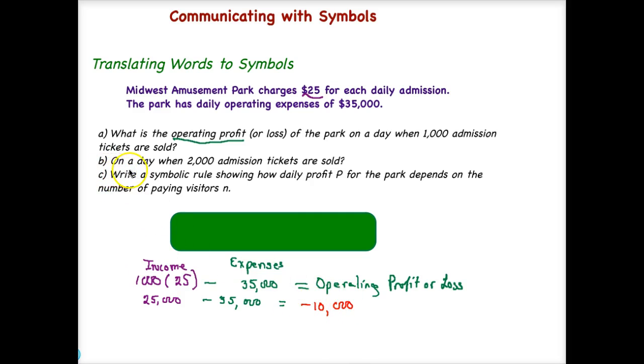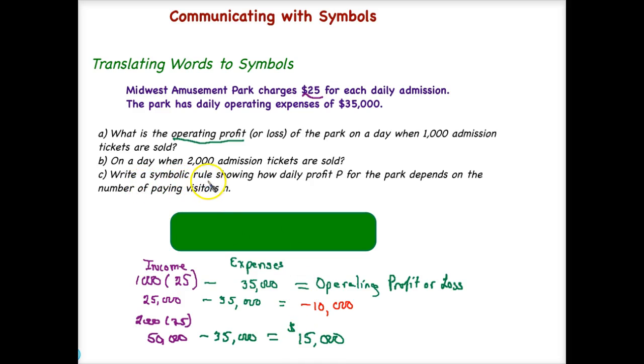What about B? On a day when 2,000 admission tickets are sold. So instead of 1,000 here, we're going to put 2,000. 2,000 times 25 would just be double the 25,000, so that would give us 50,000. Our operating costs, our expenses, stay the same. So if we sell 2,000 admission tickets, then we actually are in the green now. We have positive $15,000 that we're making.